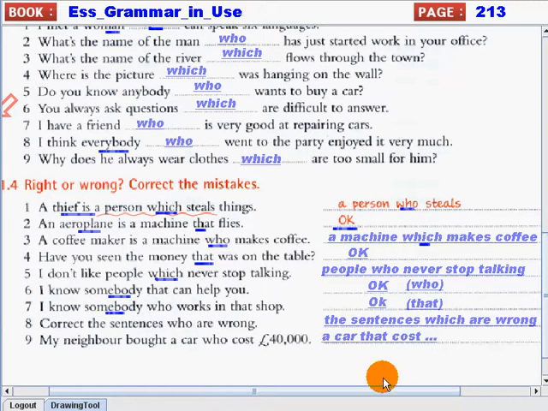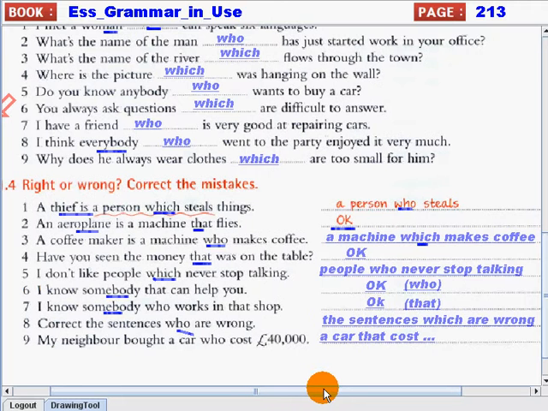Alright? And number 8, correct the sentences who are wrong. Of course, we cannot say who for sentences, right? We should say the sentences which are wrong. Or we can use that are wrong. Correct the sentences which or that are wrong.